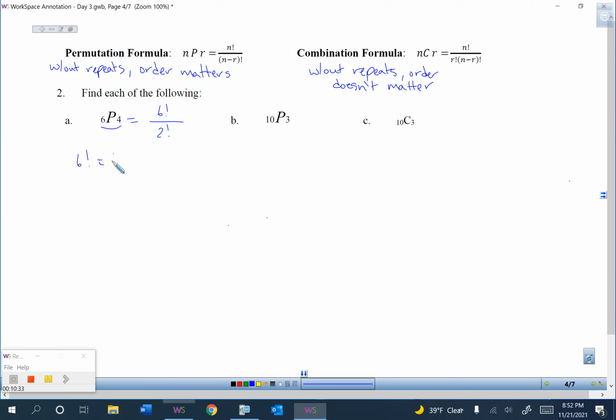And why that's helpful is what I'll usually do here as I go through these is peel off the top number until the bottom number shows up. That way they can cancel. So let's practice that on this one.